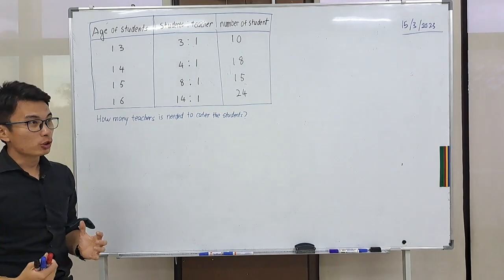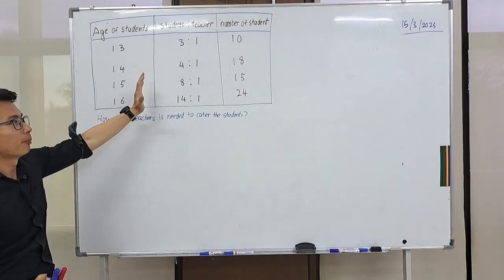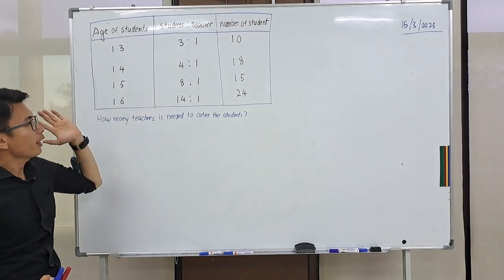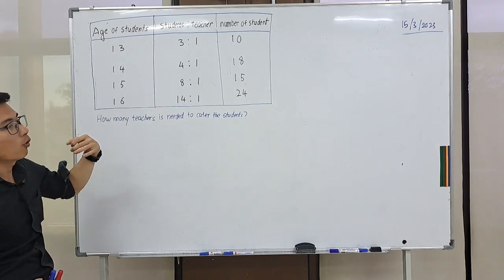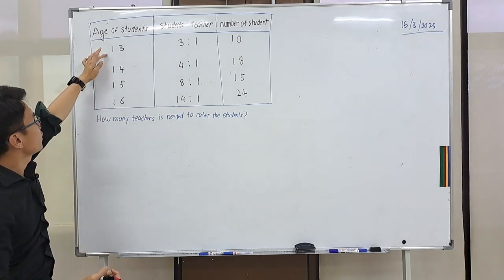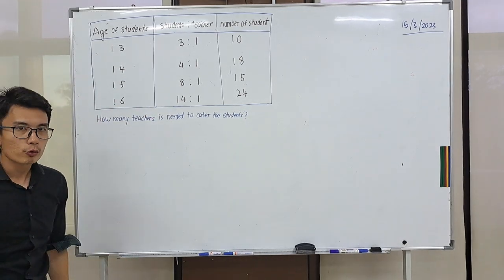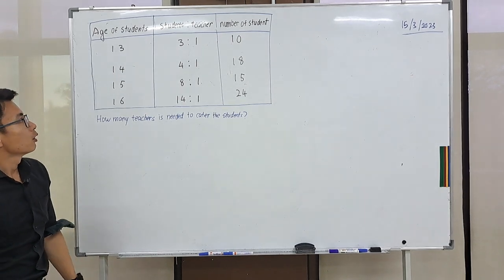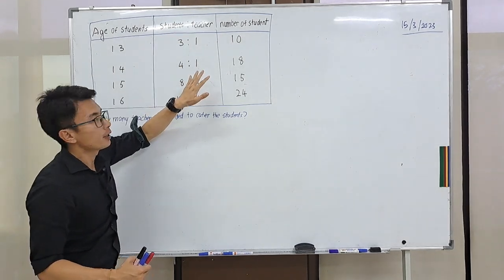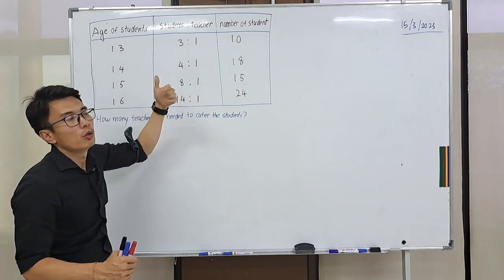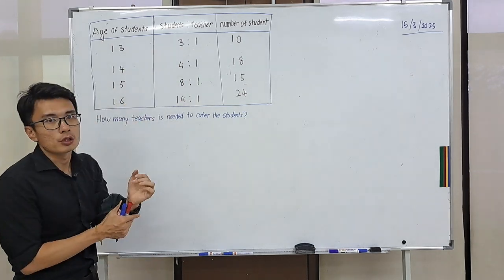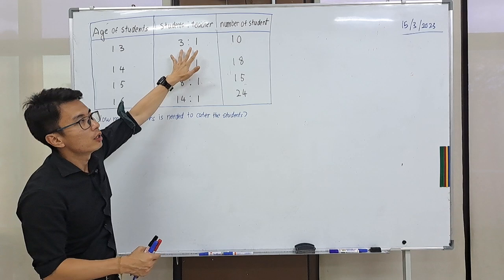Now let's take a look at this question over here. All right, this is an example of a ratio question. This question is about a group of students aged from 13 to 16 going for a field trip, right? On the second column here, we see the ratio of the student and teacher. So let's see what this means.